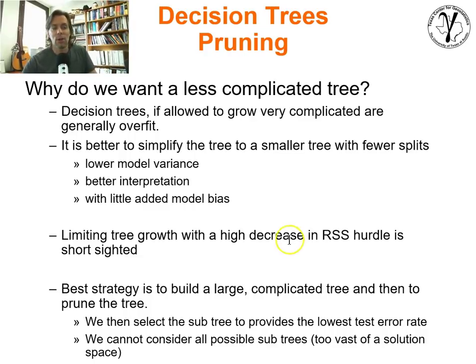The pruning methodology is we're going to select a subset of the tree that provides the lowest test error. Not training error, but test error now, using data that was not used in order to build the original trees, the original complicated tree. Now, we can't consider all possible sub-trees. That would be too vast of a solution space.